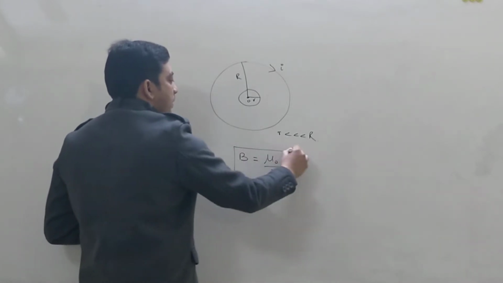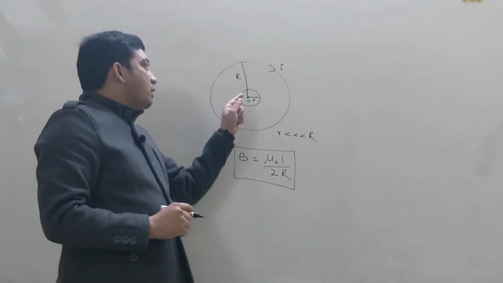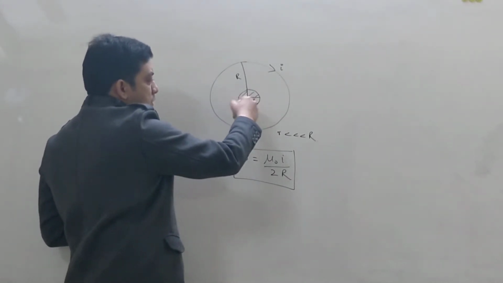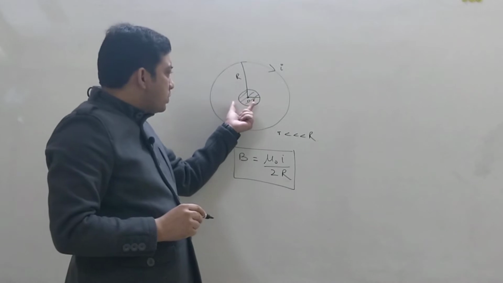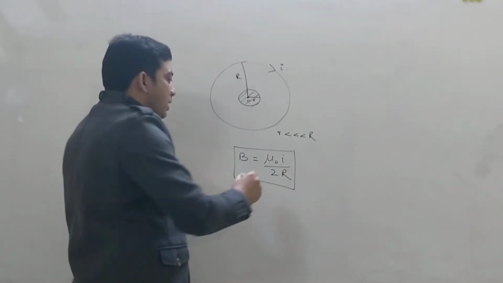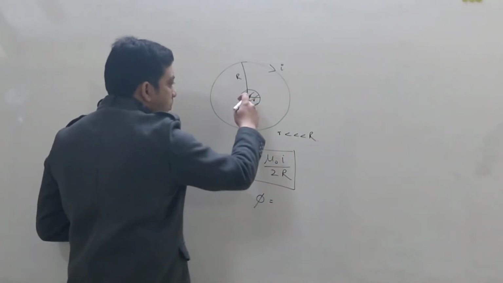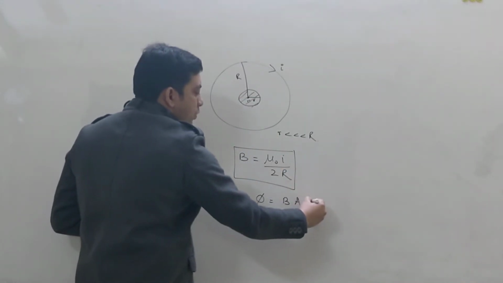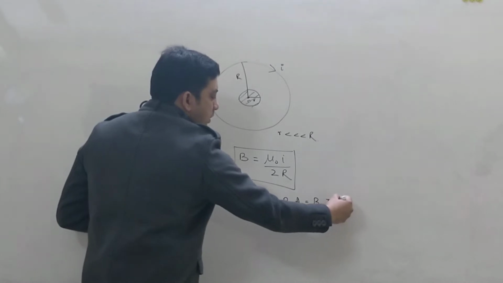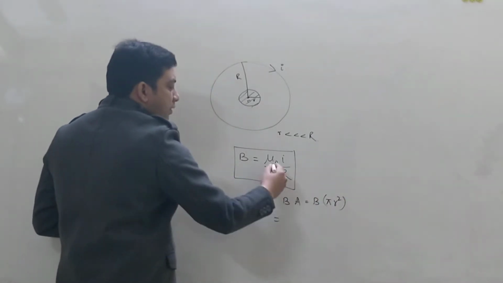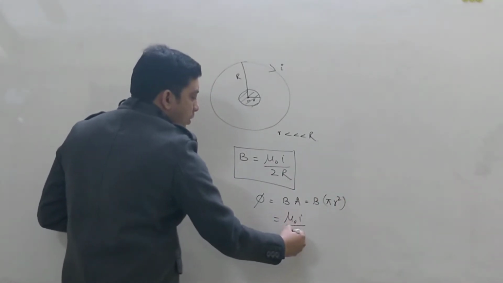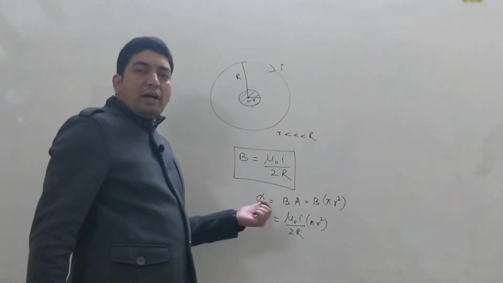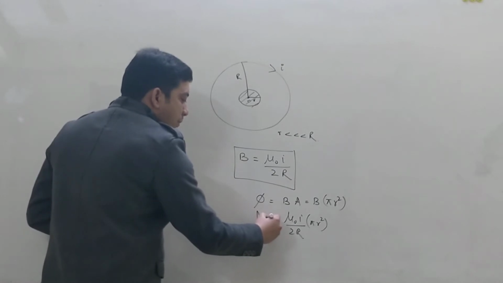2R. We also know the flux passing through a given area. Let us suppose the magnetic field is almost the same over this region because this loop has a very small radius. So the flux passing through this loop is B into the area of the inner loop, and the area of the circle is pi r square. So the magnetic field mu naught I upon 2R from the above equation, into pi r square. We also know that phi is always given as MI.